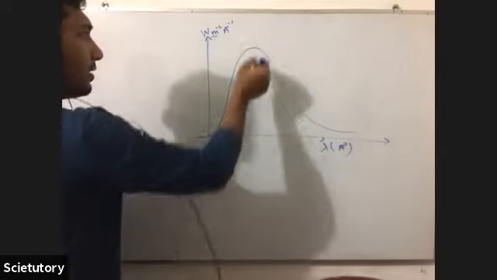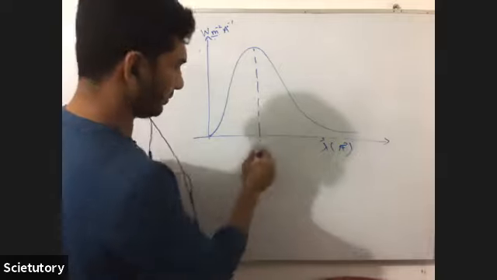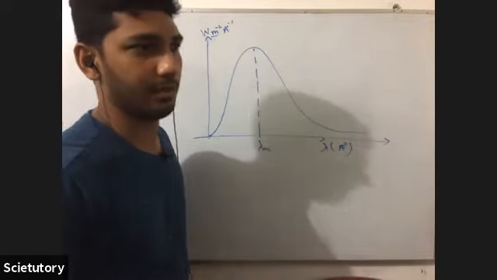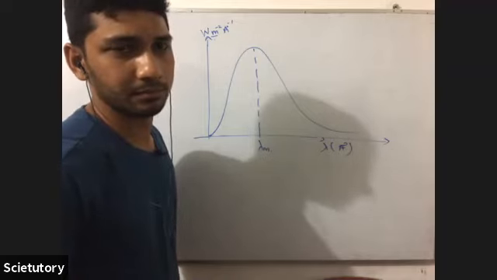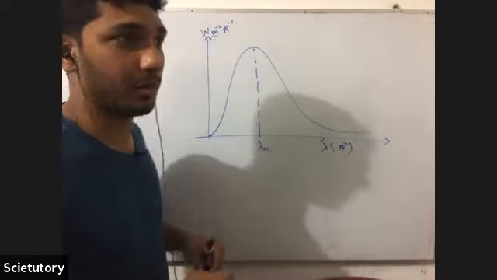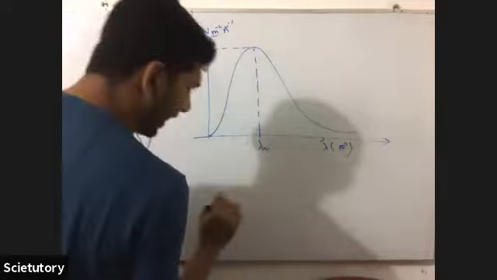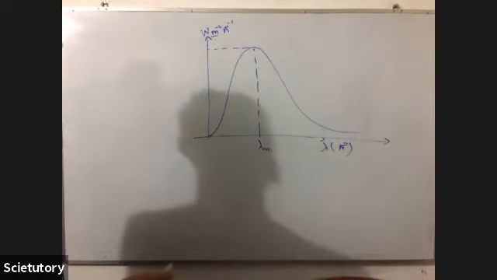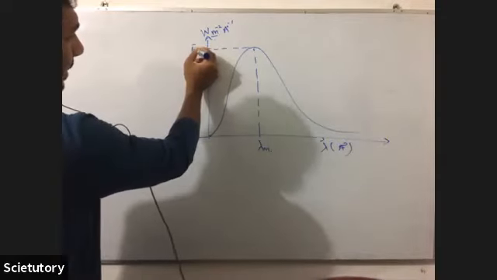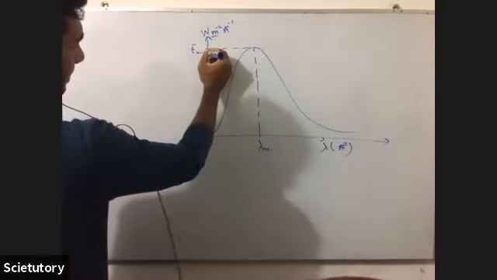Okay, so what do you call this? It's called lambda m. In words, how do you call that? The wavelength corresponding to the maximum intensity. Okay, this is the maximum wavelength. So this thing is called maximum intensity per unit wavelength. Okay, E max.